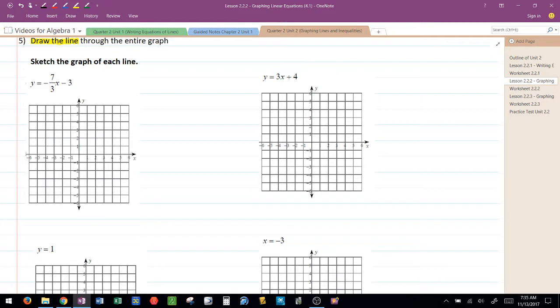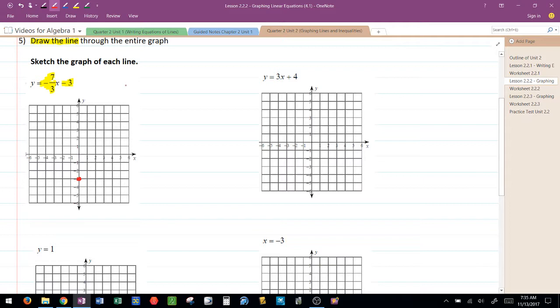I noticed that the slope-intercept form is already done. I know that -3 is the y-intercept, and I know that -7/3 is the slope. So the first thing that I'm going to do is go on the y-axis and find the y-intercept here at -3 and put a dot.